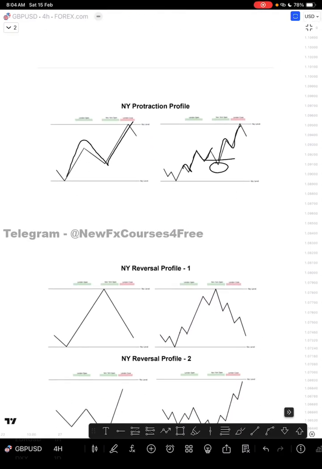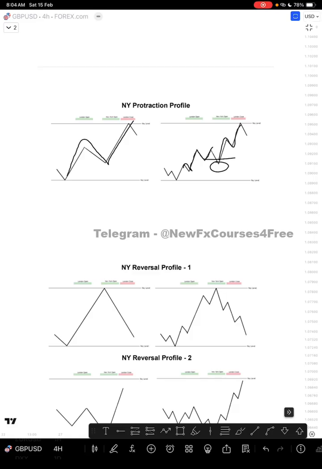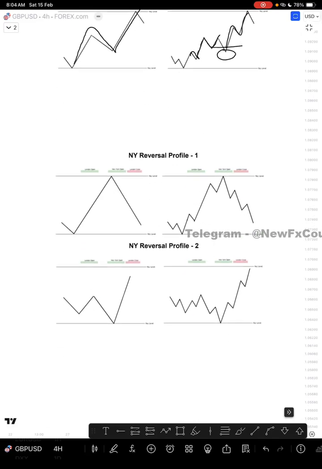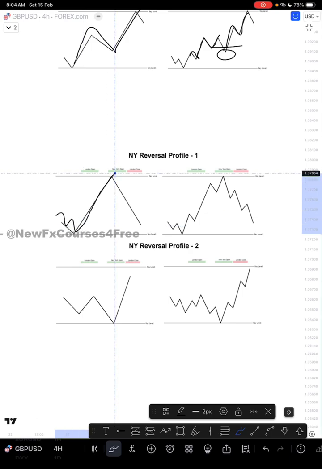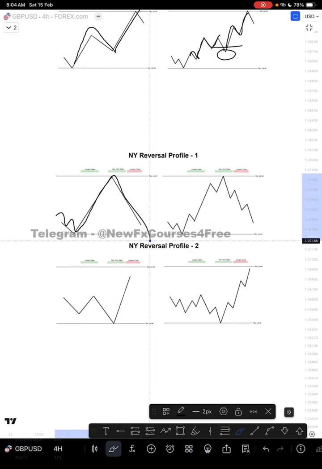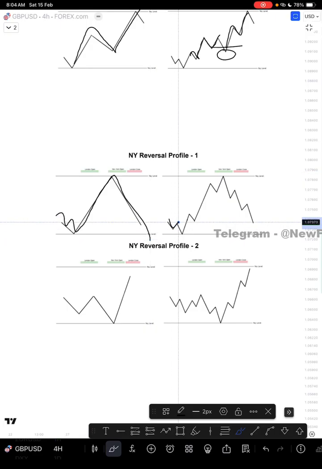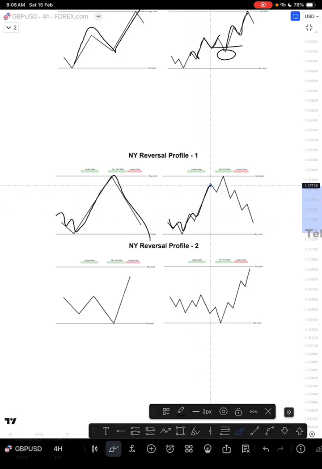So yeah, New York reversal profile 1 and 2. This is where London opens, maybe consolidates, then New York dips into a key level, then reverses. And here London opens, expands into, let me see, I haven't talked about draw on liquidity yet, so as we go further, I will come back and talk about this.